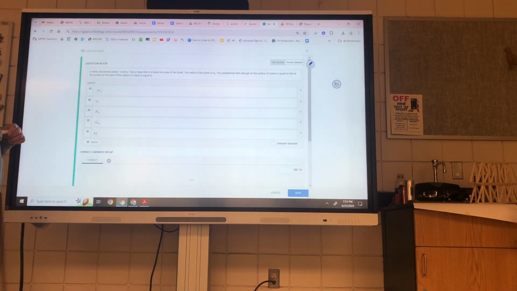Ooh, a newly discovered planet called Cosmo has 4 times the mass of the Earth. The radius of the Earth is RE. The gravitational field strength is equal to that of the surface of the Earth. Oh, we already did this problem. We did this, not this exact problem, but you don't like that one?